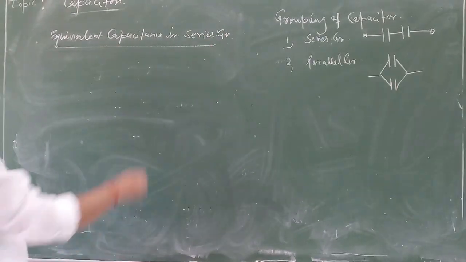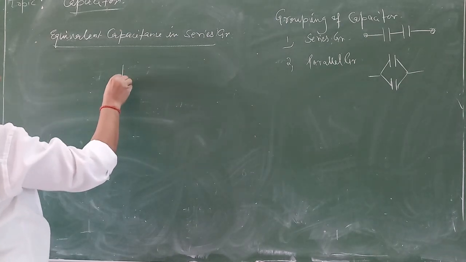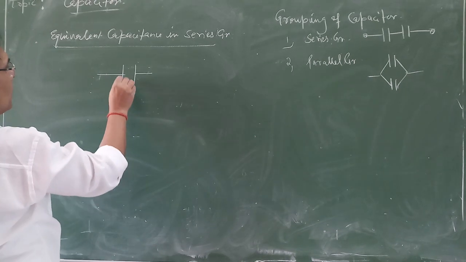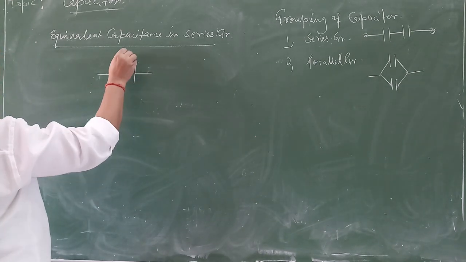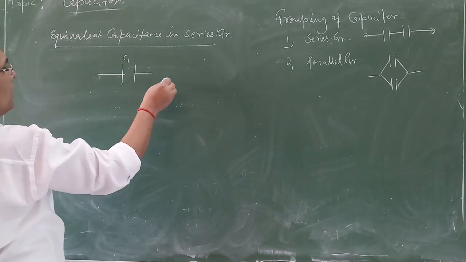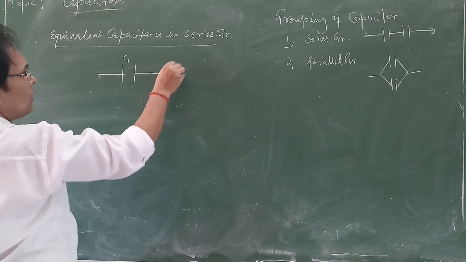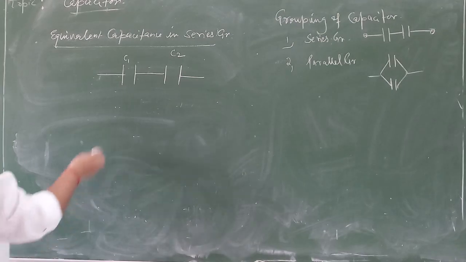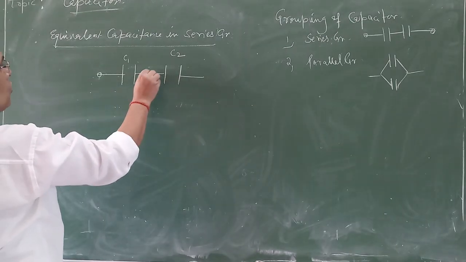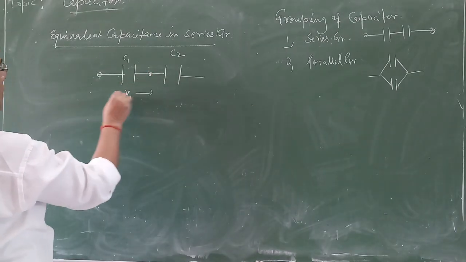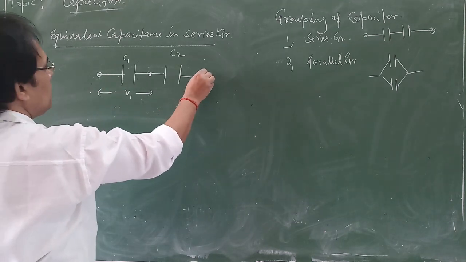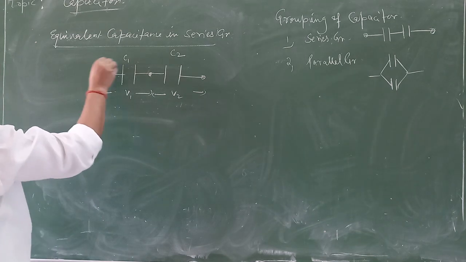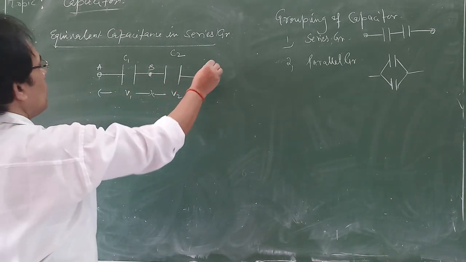Give the examples of two capacitors. We are taking two capacitors: one capacitor whose capacitance is C1 and a second capacitor whose capacitance is C2. Let the potential between the two plates of one capacitor be V1 and the potential between the other two plates be V2. This is A, B and this point is C.